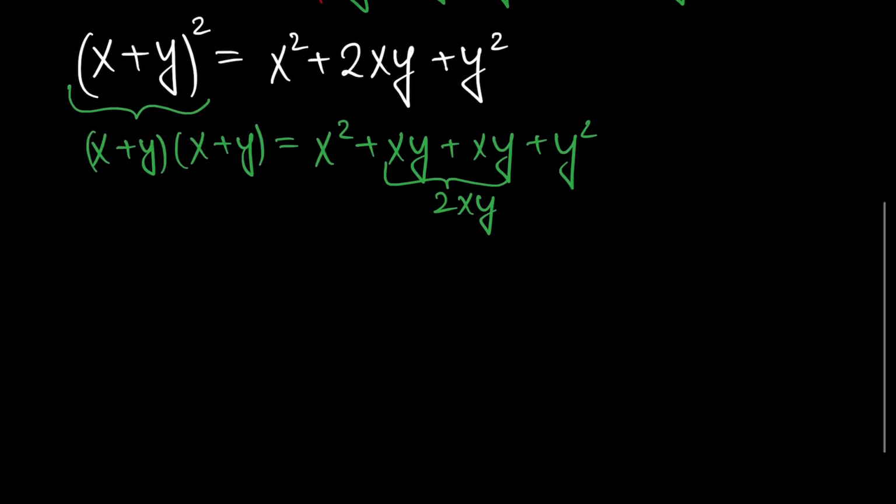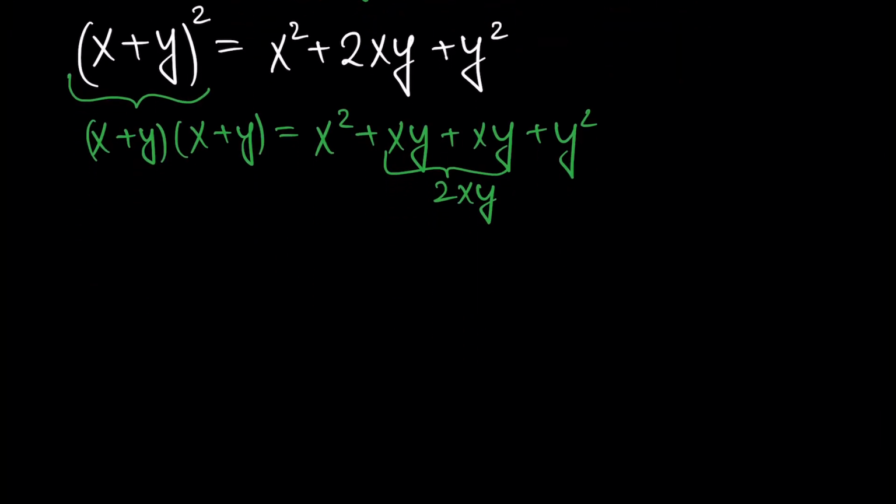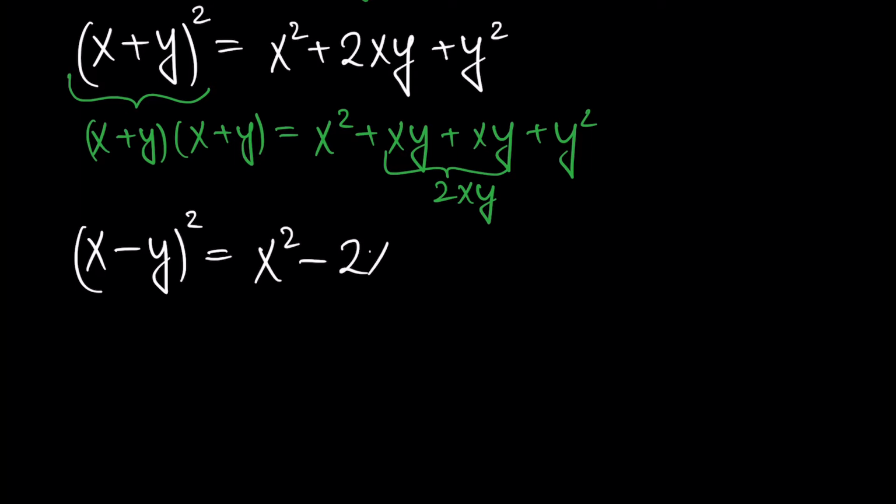Another variant of this formula is x minus y squared, not plus but minus. This is equal to x squared minus 2xy plus y squared.